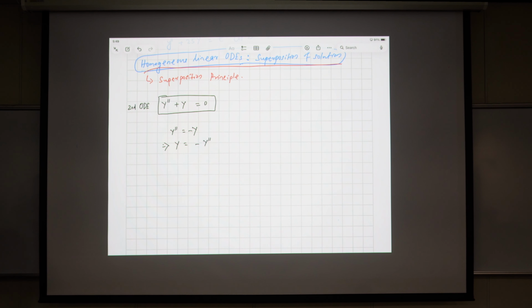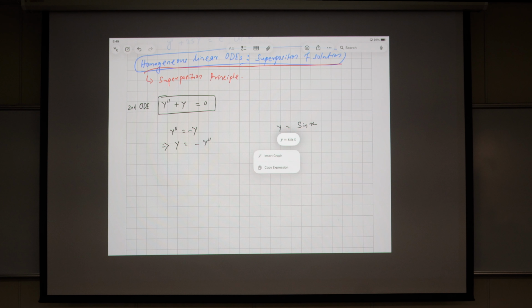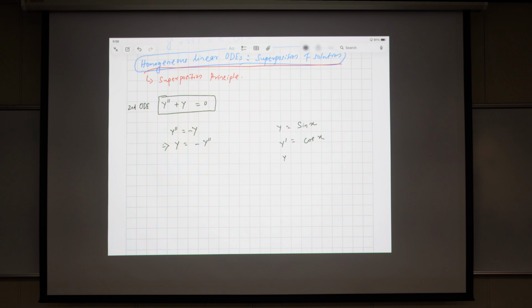Sin. Now sin what? I mean, one is I can say y is equal to sin x. If I take y is equal to sin x, then what is y dash? Cosine x. What is y double dash? Negative sin x, that is minus y, right?